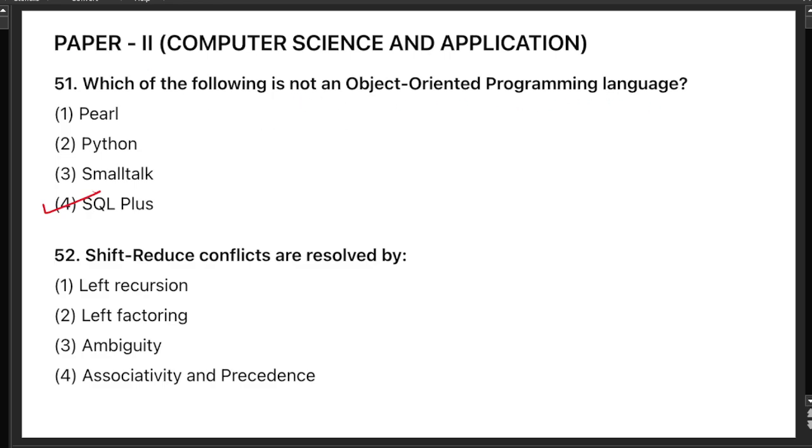Now, let's discuss the next question: shift-reduce conflicts are resolved by. Shift-reduce conflicts in parsing are typically resolved by defining associativity and precedence rules, which dictate how operators and operands are grouped and evaluated. So the correct option here is associativity and precedence. Okay everyone.